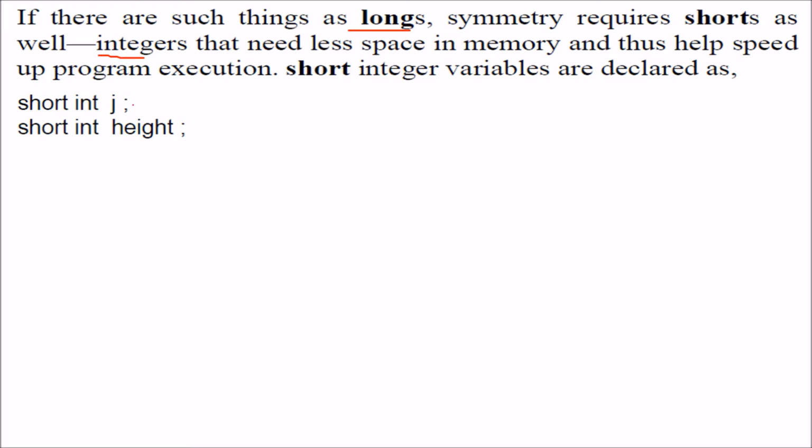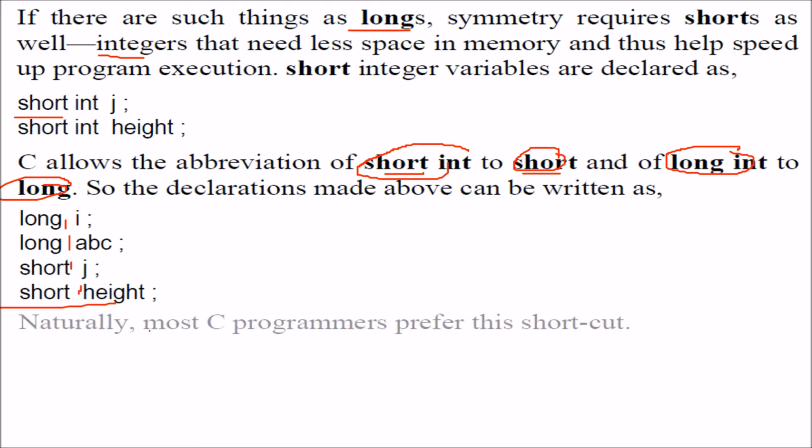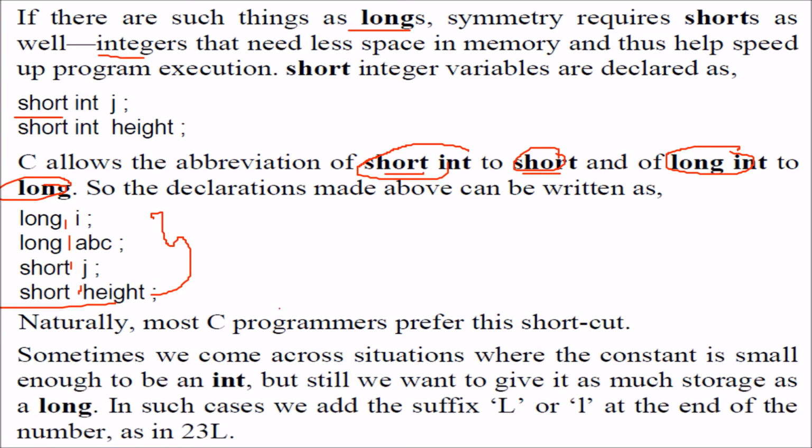So how to declare a short integer? Just put a short in front of int. And one more thing, short int and short are similar. Even if you write short int or short, they are equivalent. Even if you write long int or long, they are equivalent. So you don't need to put an int here. You can use this shorthand, and most C programmers prefer this kind of declaration in their programs.